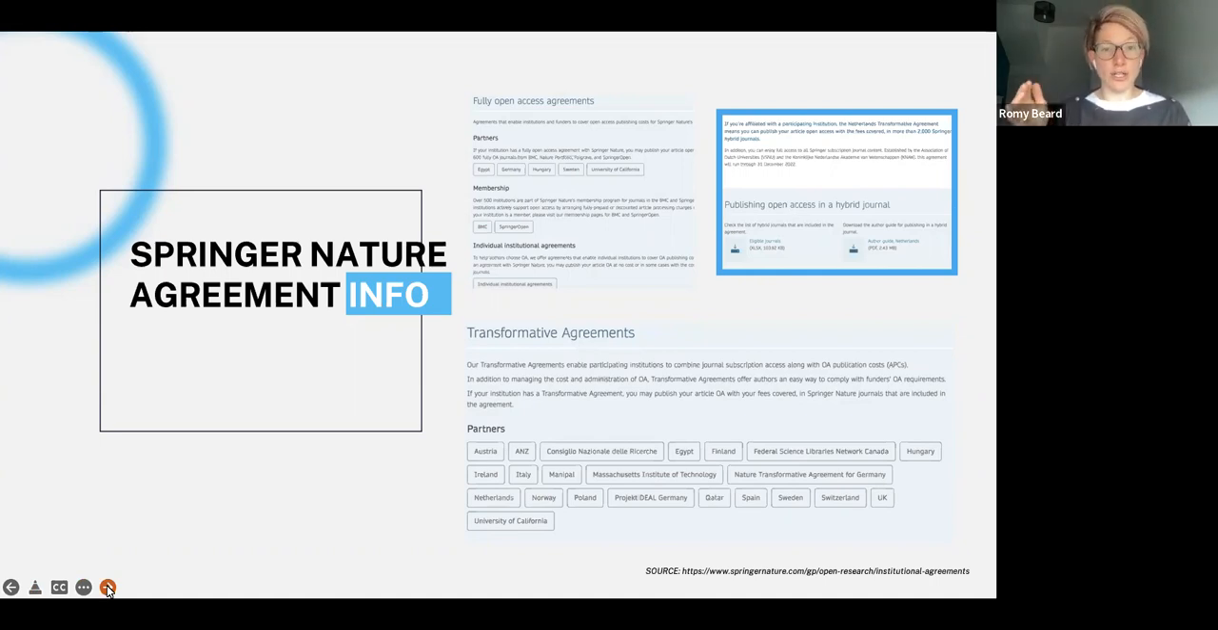So you might want to select your country, but then also check: is my institution actually part of the agreement, or perhaps they haven't signed on to it and it's only a neighboring institution where my co-author works, and he could become corresponding author. So worth looking at.